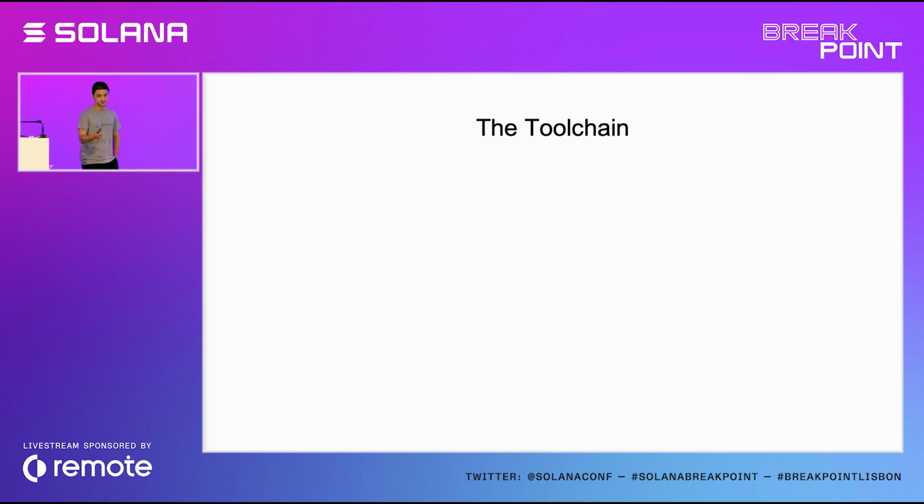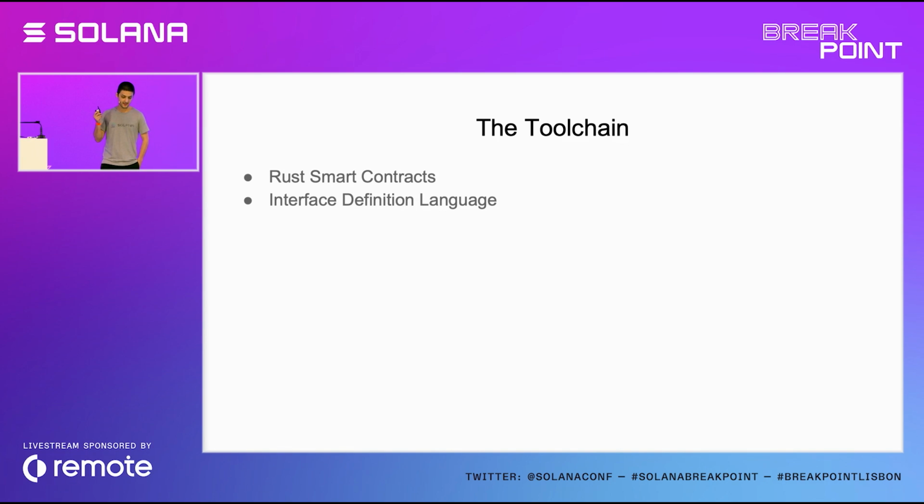So Anchor provides a bunch of different things. We've got Rust smart contracts. We've got an interface definition language. So this is effectively the protocol that the smart contracts and the clients implement so that they can communicate with each other. We have client generators that use the IDL to communicate with the smart contracts. And then we have a CLI to tie everything together into a coherent developer experience. And so all of this comes together to create a very productive workflow.